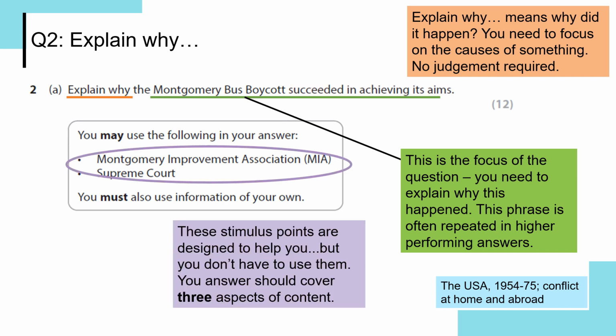Then we have the stimulus points. The examiner reminds you, you may use them, but you don't have to. But your answer should cover 3 aspects of content.